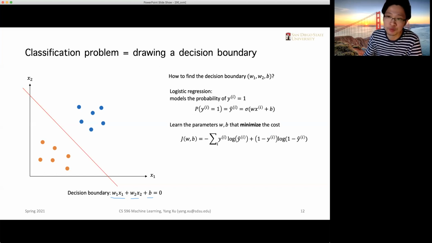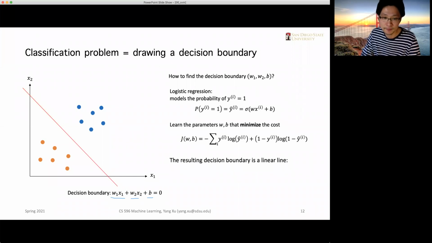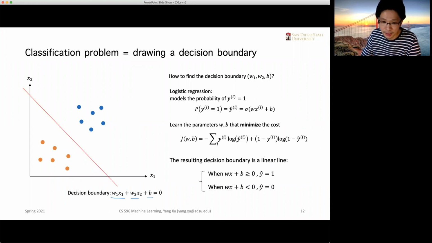Logistic regression is just one method to find the decision boundary. The approach taken by logistic regression is to learn the parameters that minimize the cost, and this minimization of the cost function also maximizes the likelihood of the data. Anyway, the resulting decision boundary is just W and B, so it's just a linear line.